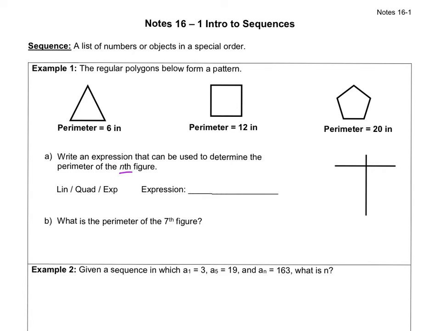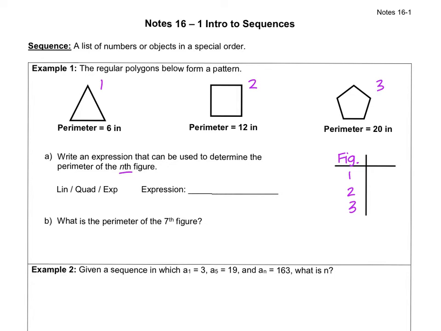So what I need to do is make a table based on the information that I have. I have the first figure, the second figure, and the third figure, and that's how we're labeling them. And it's continuing in a pattern to where I could find the fourth figure, the fifth figure, sixth, and so on. That is what the nth figure means. You're looking for an unknown figure in some sort of pattern.